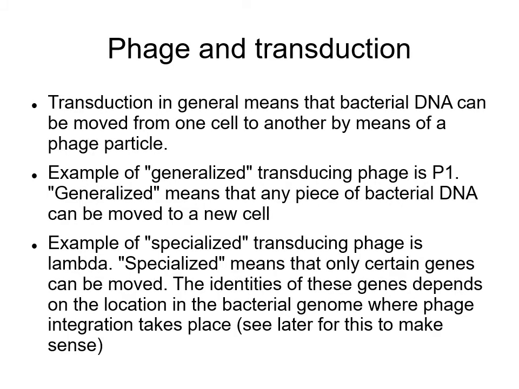Our next topic for today is phage and transduction. Okay, so transduction means the bacterial DNA can be moved from one cell to another by means of a phage particle. Now, there are two types of transduction: generalized, involving phages such as P1, which we'll talk about, meaning that any piece of bacterial DNA can be transferred. There's also specialized transduction, in which only certain genes can be transferred. And these mechanisms are distinguished by the mechanisms whereby they actually occur.